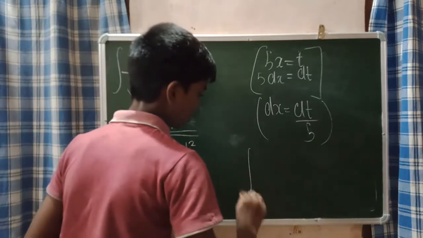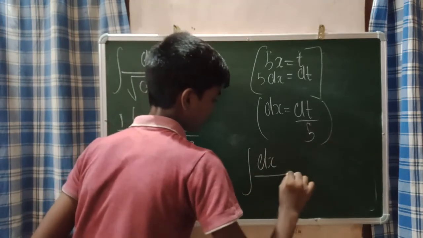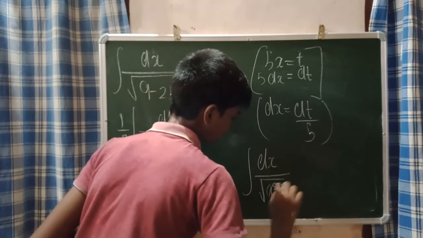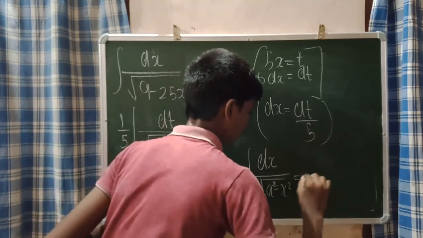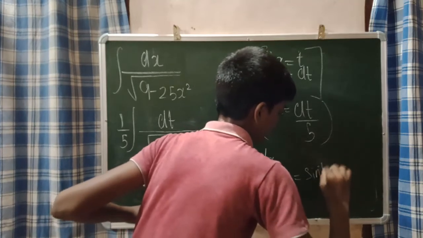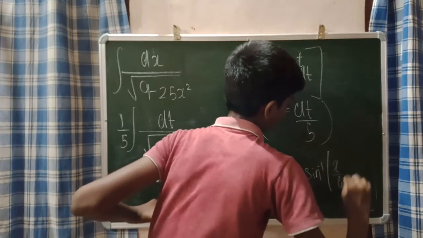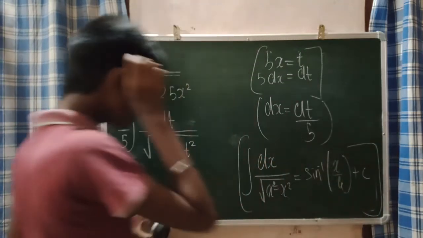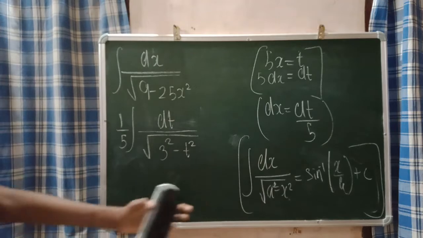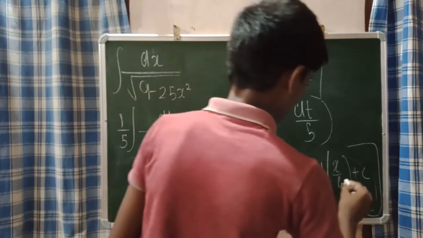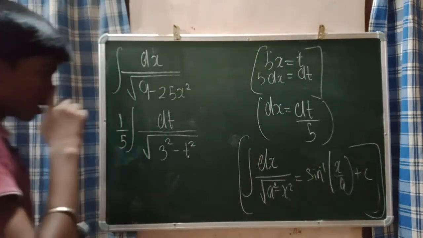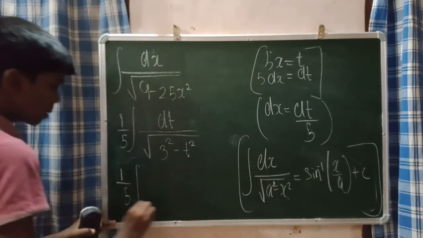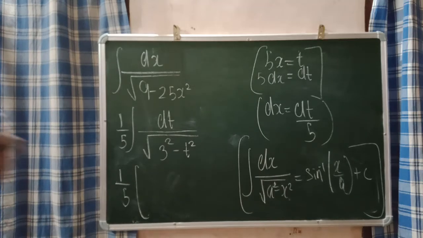Why? Because you have to use the standard integral formula, that is integral of dx by root of a square minus x square is equal to sine inverse of x by a plus some constant. That's the standard integration that you already know. So when I use this particular standard integral formula, I will get 1 by 5 into integral of dt by root of 3 square minus t square.